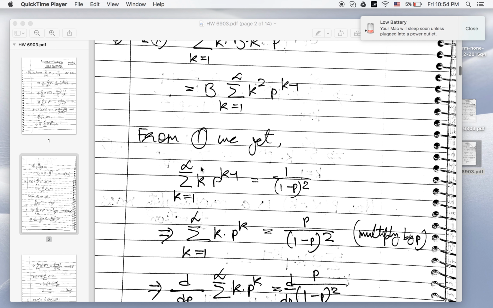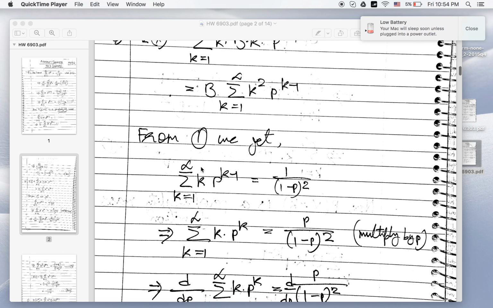As we know that if we differentiate k into p power of k, we will be getting this value. Differentiating this with respect to p gives us this value. So we just differentiate both sides with respect to p and get the value of summation k square into p power of k minus 1 equals 1 plus p by 1 minus p whole cube. Then again we put the value here and put the value of b as 1 minus p whole square, and we find out that the expectation of x is 1 plus p by 1 minus p.